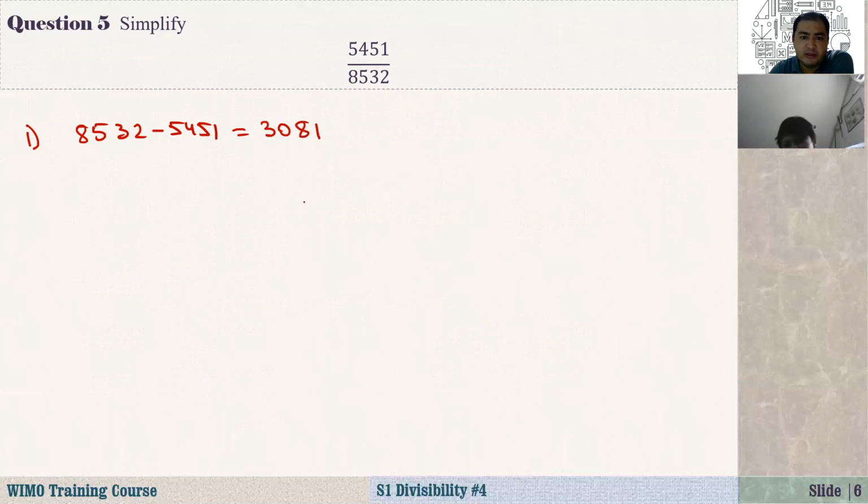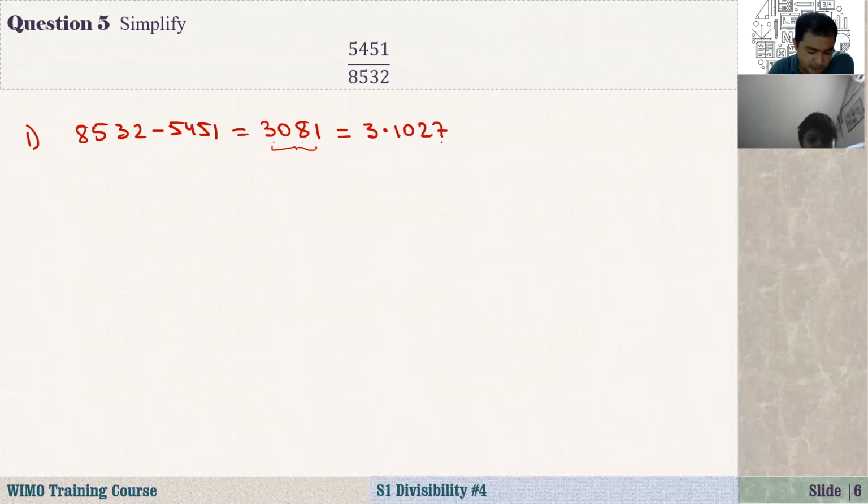3081, right? So now from here, we can check whether this number is prime or not. If you just look at the sum of the digits of this number, 3 plus 8 is 11, 11 plus 1 is 12. We know that if the sum of the digits of a number is divisible by 3, then the number must be divisible by 3. That means I can divide this by 3. If you divide this by 3, then here we have 1027.